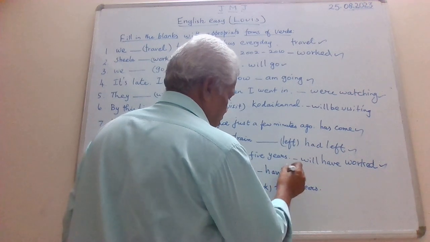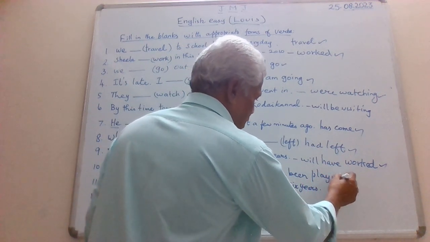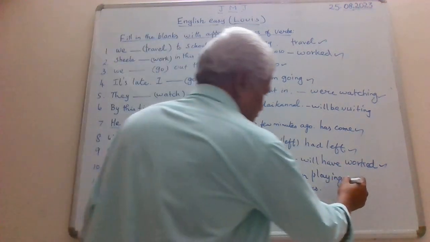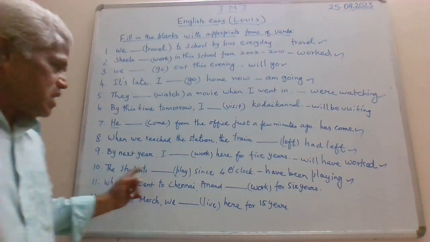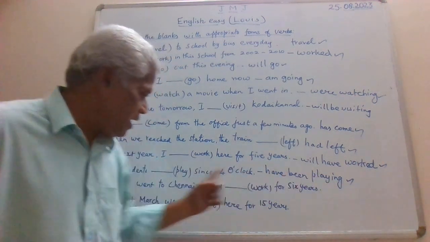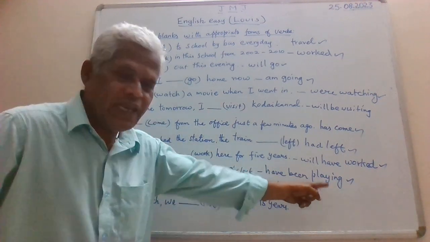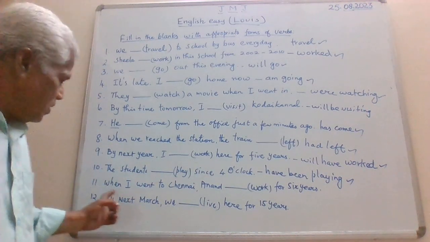Have been playing. Alright? See? So how would you read the sentences correctly now? The students have been playing since 4 o'clock. Okay? Go to the next sentence.